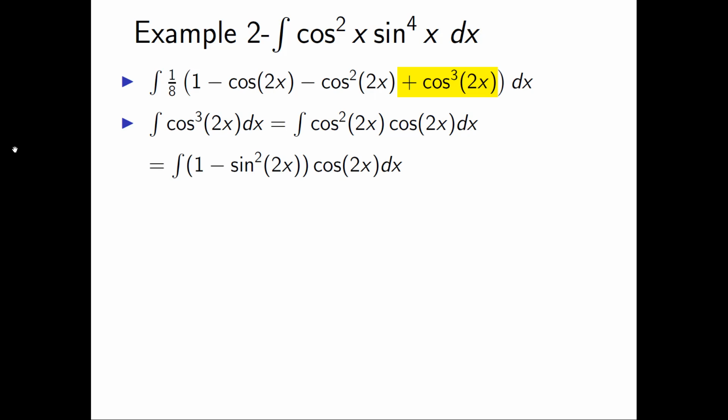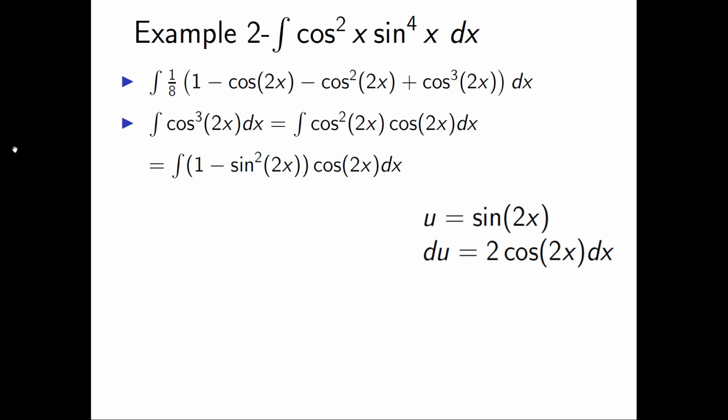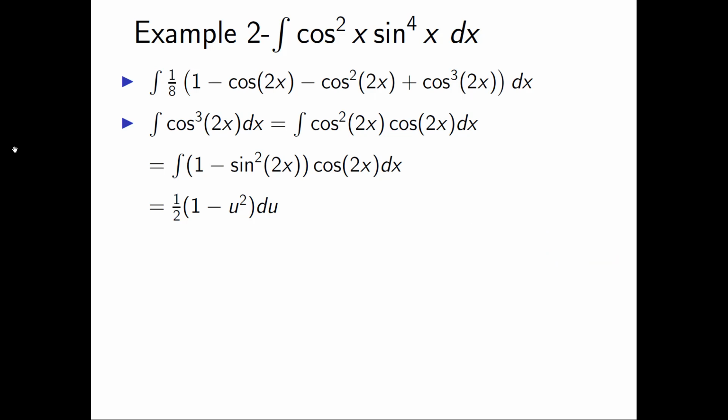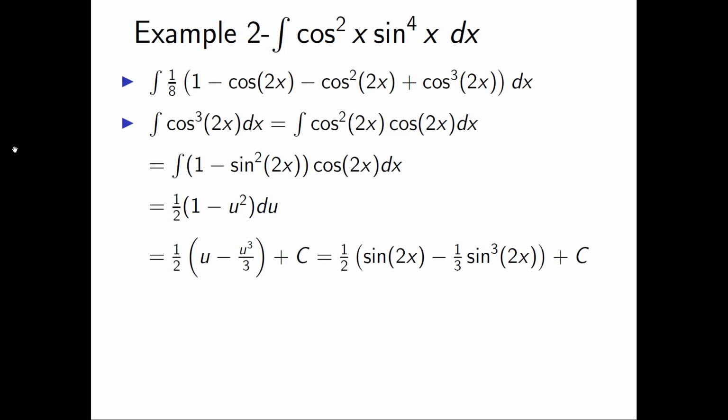And now we're going to do 1 minus sine squared 2x is the same as cosine squared. And if we do our substitution, remember our substitution this time is going to be u equals sine 2x. And so it all simplifies a little bit to 1 minus u squared du. Okay, so we integrate that, we get u minus u cubed over 3, and of course finally we did say that u equals sine 2x, so we have to plug that back in. So we get 1/2 sine 2x minus 1/3 sine cubed 2x plus c.